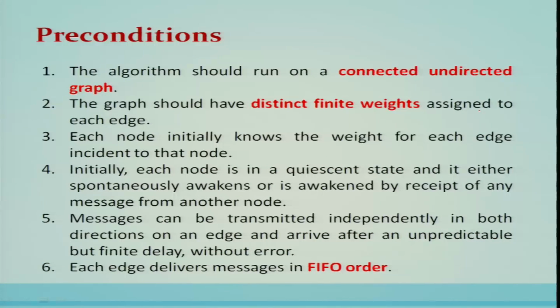Preconditions. The algorithm should run on a connected undirected graph. The algorithm should have distinct finite weights assigned to each edge. Each node initially knows the weight of each edge incident to that node. Initially each node is in a quiescent state and it either spontaneously awakens or is awakened by the receipt of a message from another node. Messages can be transmitted independently in both directions on an edge and arrive after an unpredictable but finite delay, without error. Each edge delivers messages in FIFO order.